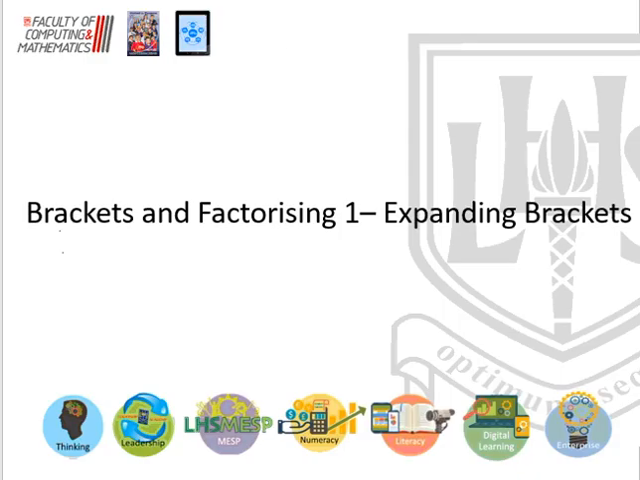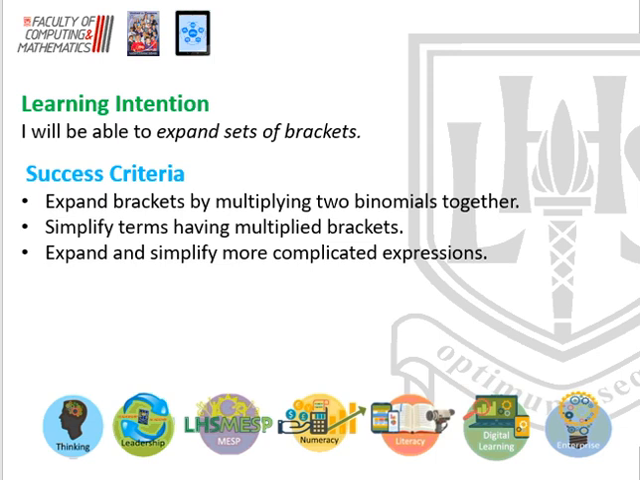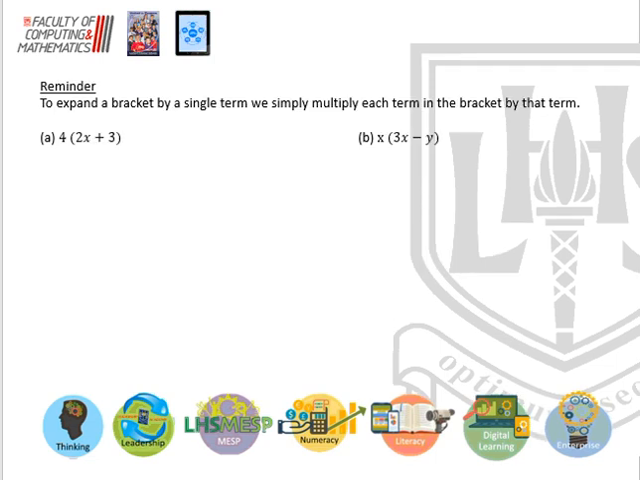Okay, so looking at what we're trying to learn today, three things you need to be able to do: expand brackets by multiplying two binomials together, so that's two brackets with two separate things in them, and then being able to simplify terms, how to multiply the brackets, and lastly being able to expand and simplify more complicated expressions with brackets more specifically.